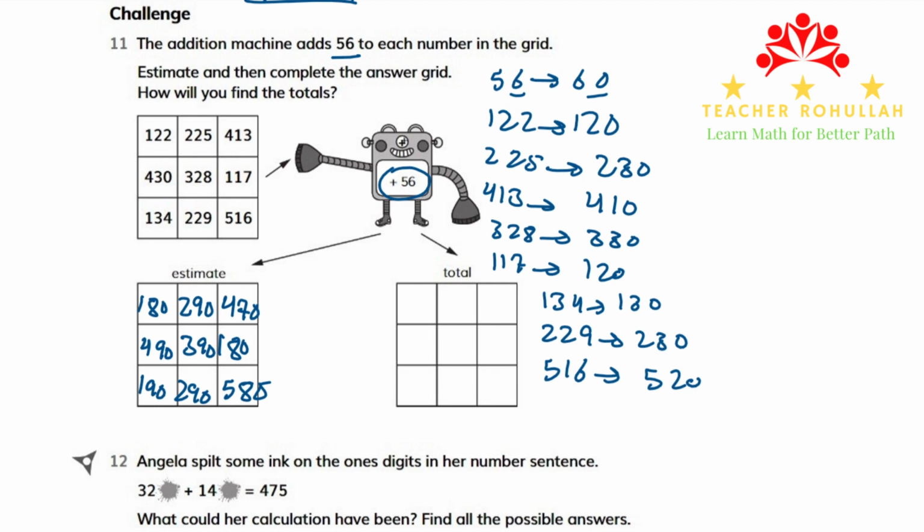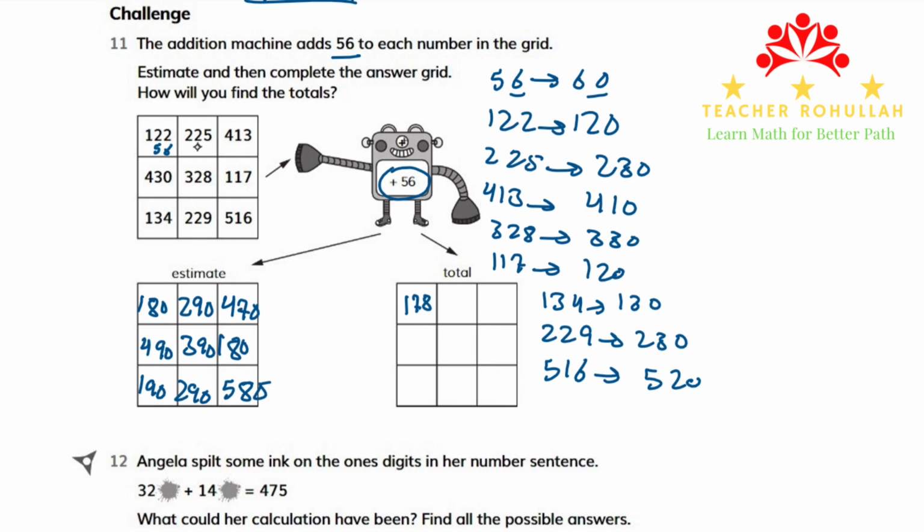Let's now find the actual answer for each of them. So 122 plus 56. Let me write 56 here because we don't have enough space to write it in other places. 2 plus 6 is 8. 2 plus 5 is 7. And 1 plus nothing is 1. So the sum of the two numbers is 178.